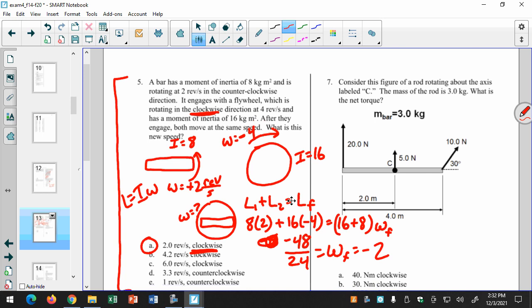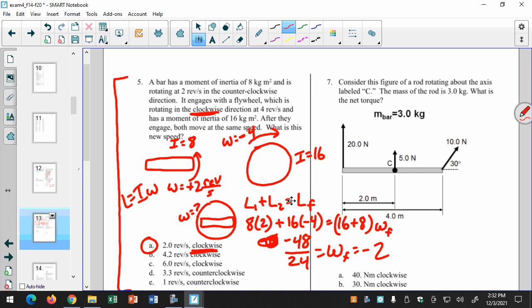I will ask you on the free response, what is the direction? And that will be part of the answer. Make sure that you get the direction. Because if you don't get the direction, then it's not right. If it's not right, it's automatically half off.